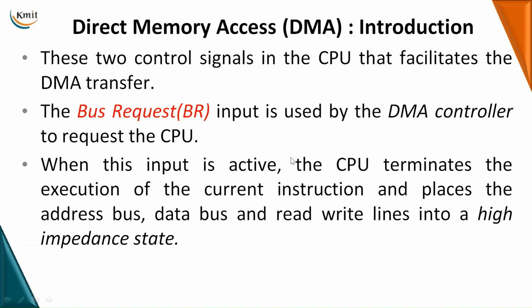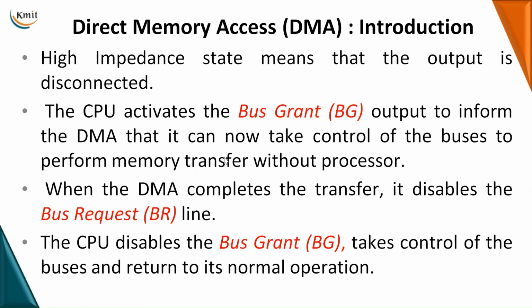So when this input is active, the CPU will terminate the execution of the current instruction, and it will place the address bus, data bus, and read/write lines, as you know, the IO bus consists of address lines, data lines, and read/write lines, into a high impedance state. High impedance state means that the output is disconnected. The CPU is no longer going to access that particular IO bus.